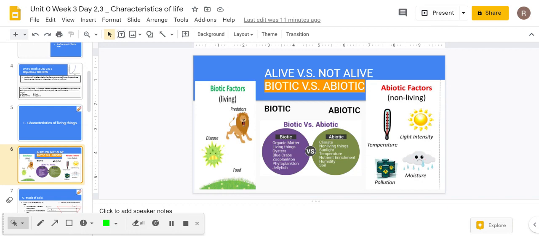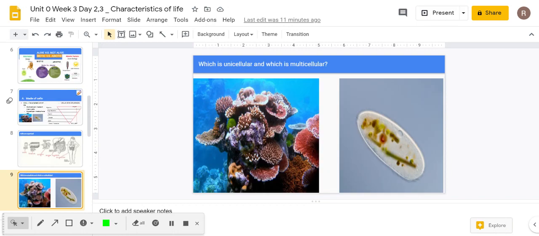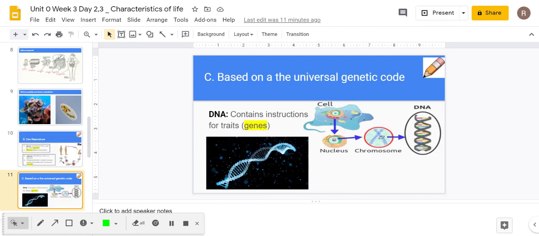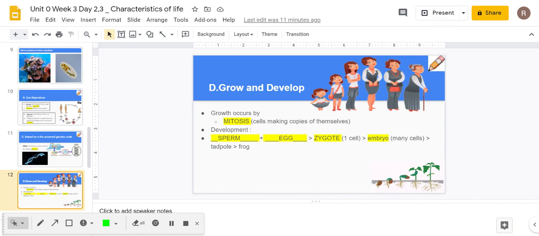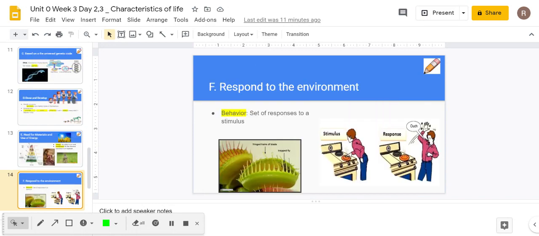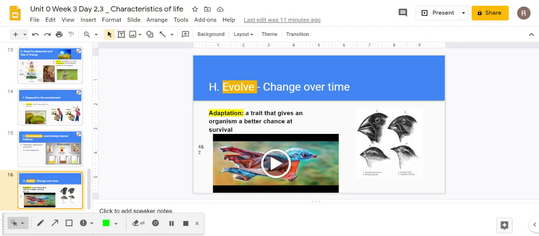How do I check to see if something is living? Okay, I'm going to check that it's made of cells, that those cells are organized, that it can reproduce sexually, asexually, or both, that it is based on a genetic code, that it can grow and develop, that it can use and break down energy through metabolism. It can respond to the environment. It maintains an internal balance called homeostasis, and that it can evolve or adapt to different environments that it is subjected to.